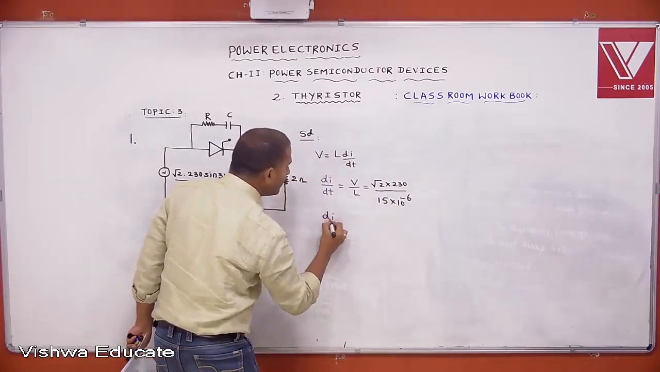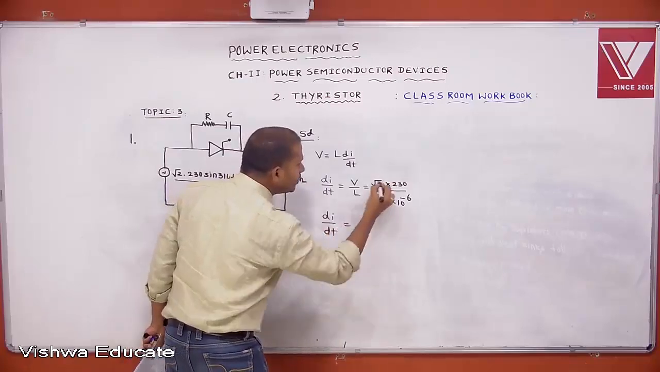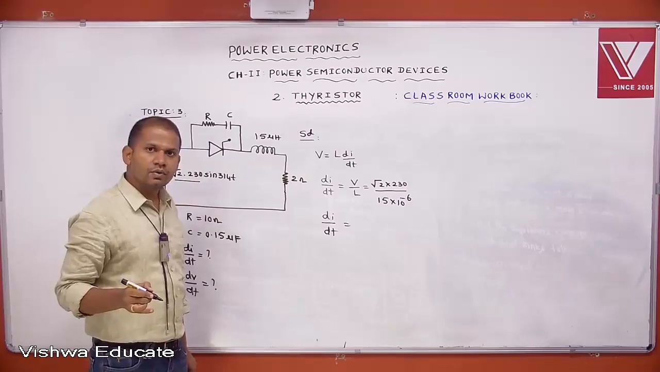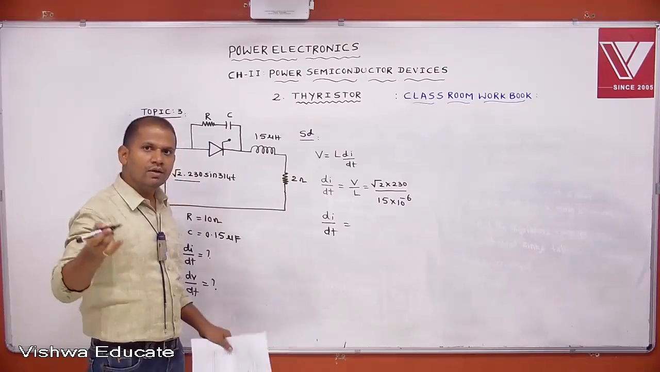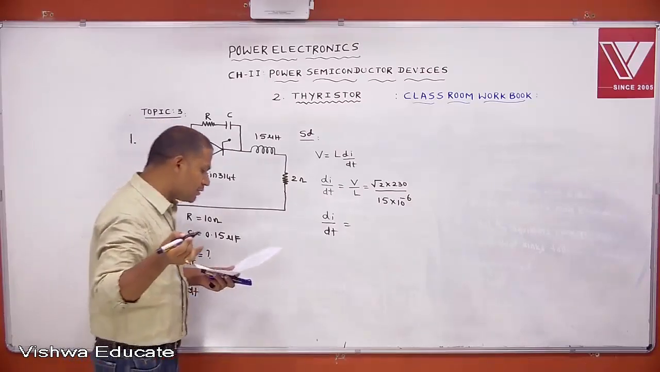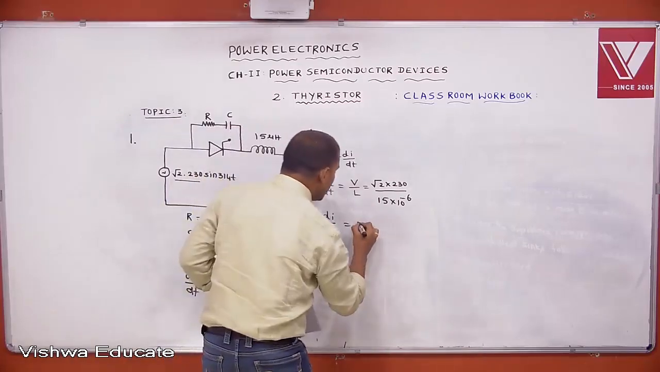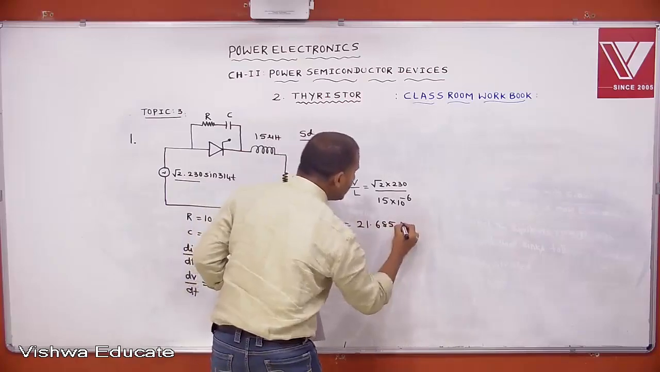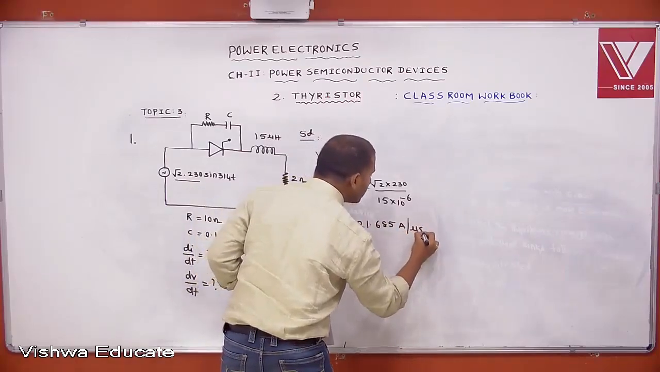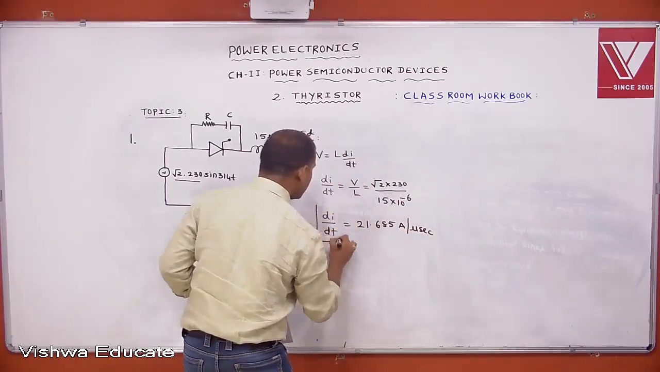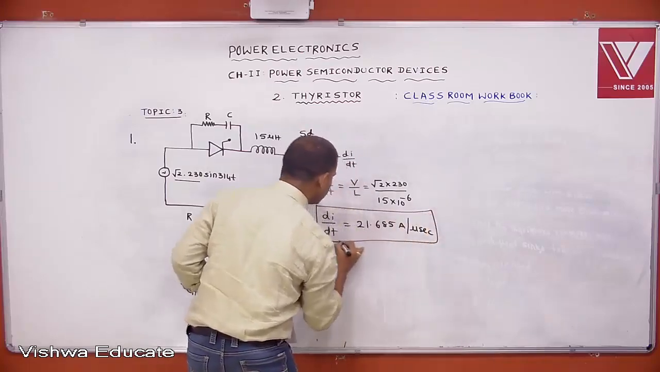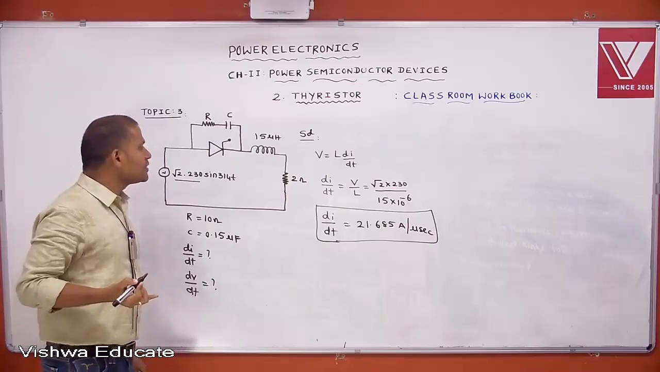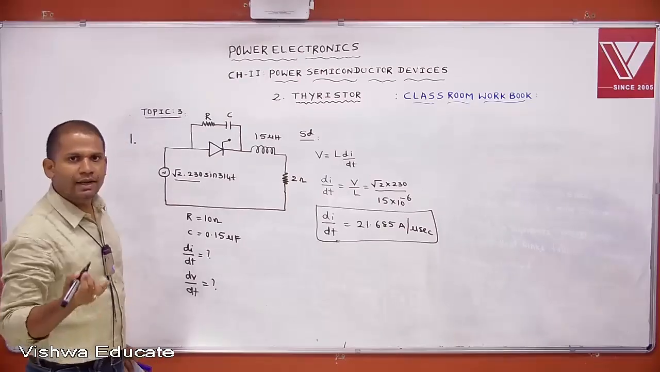Then the value of di by dt, if you simplify this: root 2 into 230 by 15, how much do you get? Yes, that is 21.685. This is di by dt, in amperes per microsecond. This is the di by dt value: 21.685 amperes per microsecond. Clear?